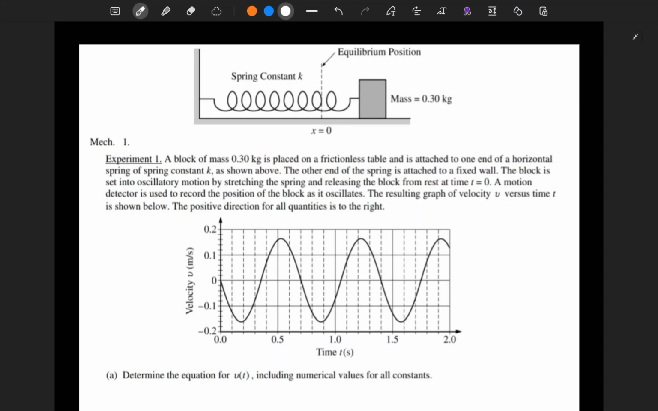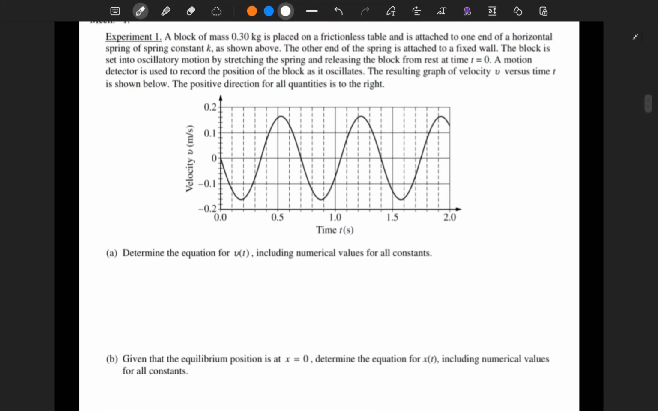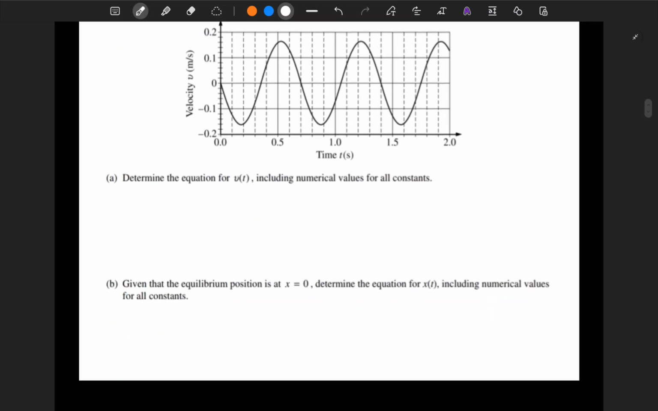The block is set into oscillatory motion by stretching the spring and releasing the block from rest at time t equal to 0. A motion detector is used to record the position of the block as it oscillates. The resulting graph of velocity v versus time t is shown below. The positive direction for all quantities is to the right. For part A, we wish to determine the equation for v of t, including all numerical values for all constants.